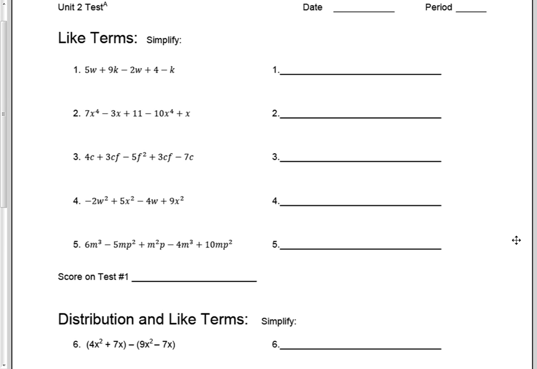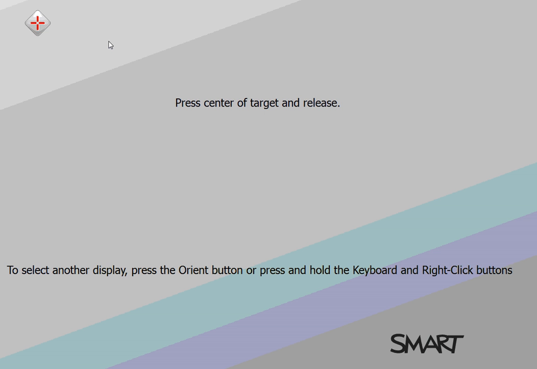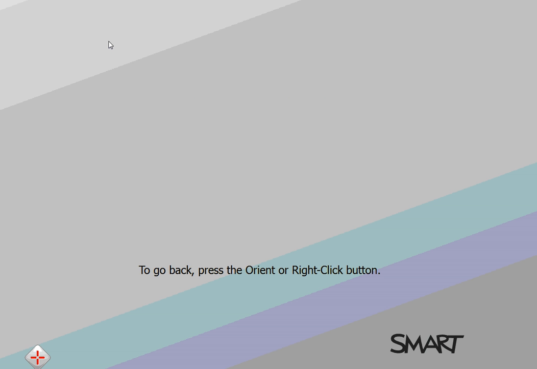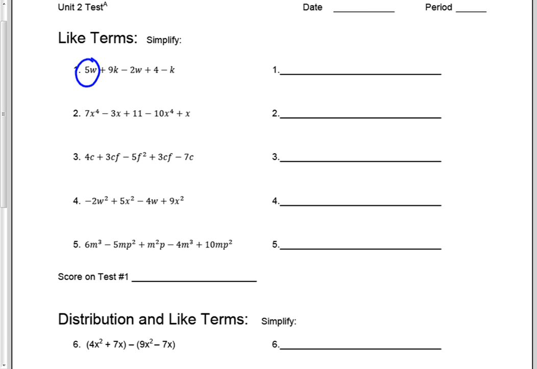Some of you are doing opposite actions. We don't want to do opposite actions. We just want to do like terms. Underline or circle. Hold on, let me fix this. Circle those two.